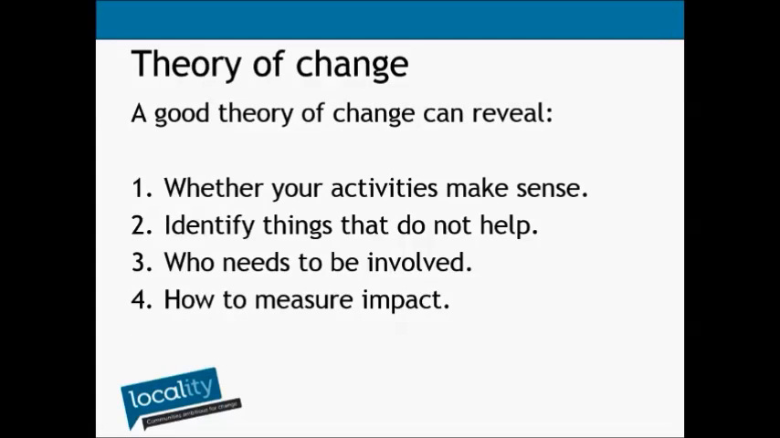Either way, a good theory of change can reveal whether your activities make sense, given the goals you're trying to achieve, and whether there are things you do that do not help you achieve your goals. So is there any wasted resource that is not being used to achieve your goals? A good theory of change will advise you on which activities and outcomes you can achieve alone and which you cannot achieve alone, where you might need support from your local communities. Some partners can be statutory organisations, and some can be voluntary or community-based organisations. And a good theory of change will help you to measure your impact.